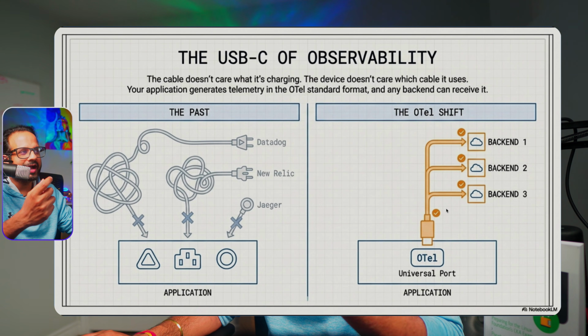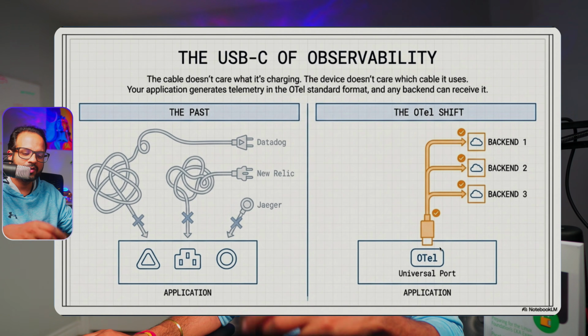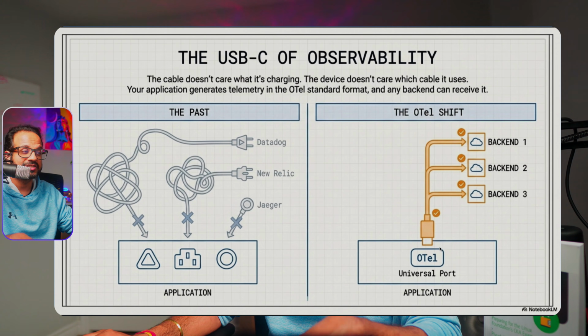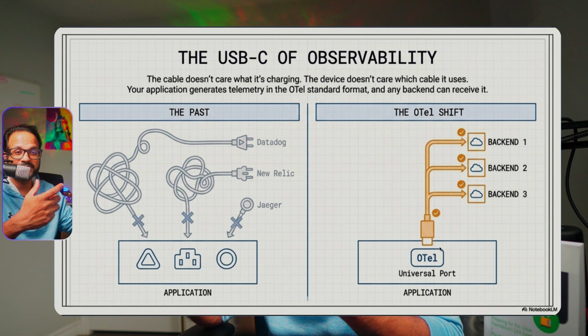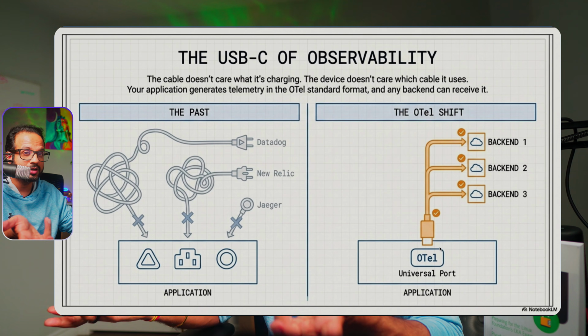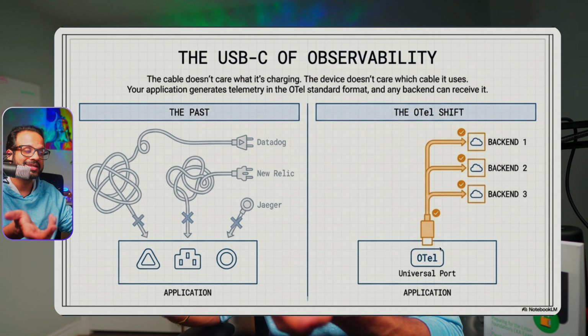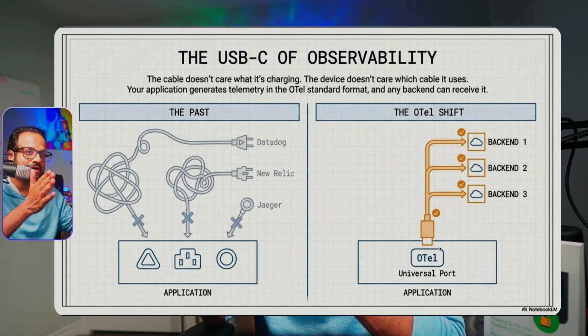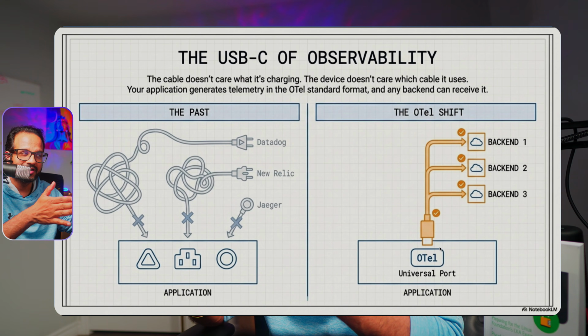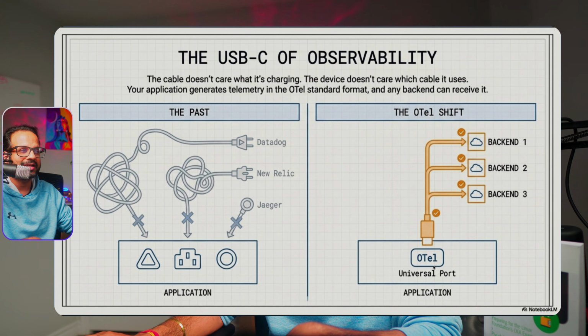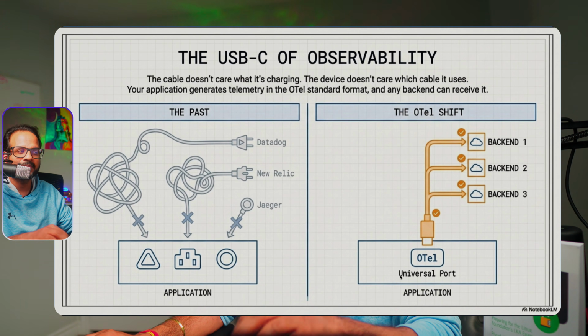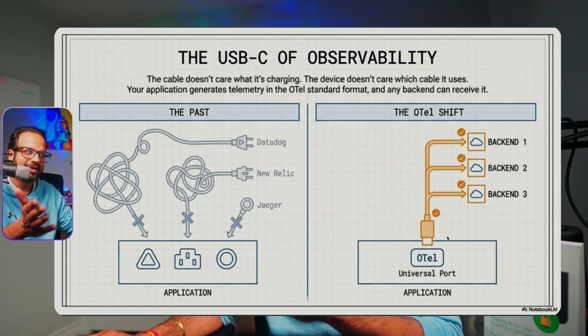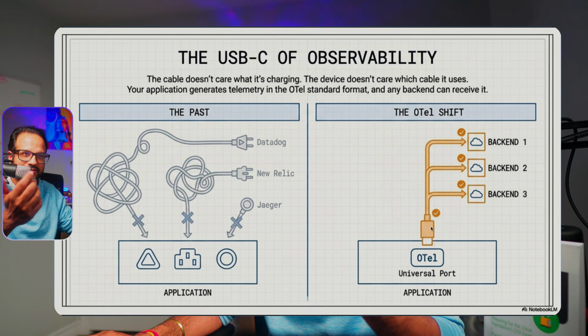But now we have a universal protocol like USB-C. USB-C is one of the universal ports that we use with devices these days, so that you can connect your Apple, Samsung and Android phone to the same charger, right? The same way you can connect your application with multiple backends using the same Otel connector. And this is because it's a universal port.